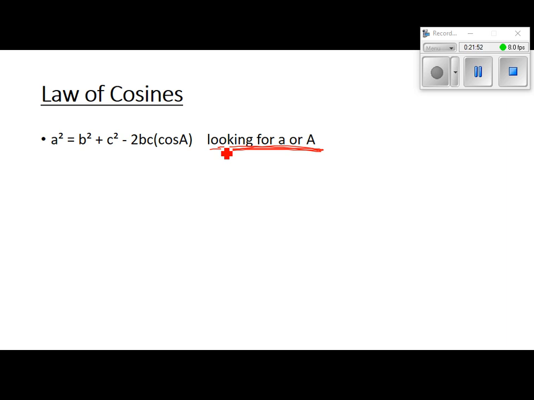This says if you're looking for little a or big A. So the first thing, right there on your notes, a variable either has to go right there or right there. You can't have any variables in this equation in any spots other than those two. So if you're looking for an angle, you want your variable on the right-hand side. If you're looking for a side, you want your variable on the left-hand side. Everything else in there we'll know the number for. So the variable has to go in one of those two spots.